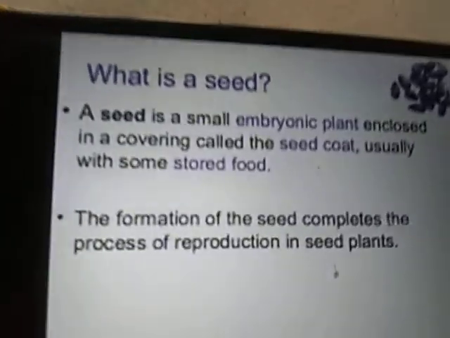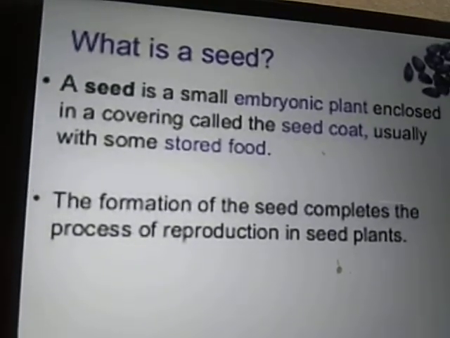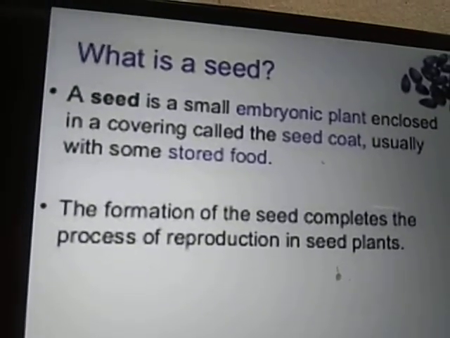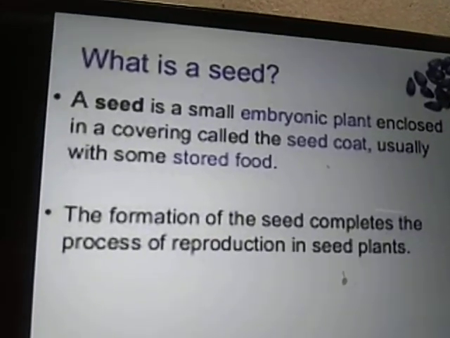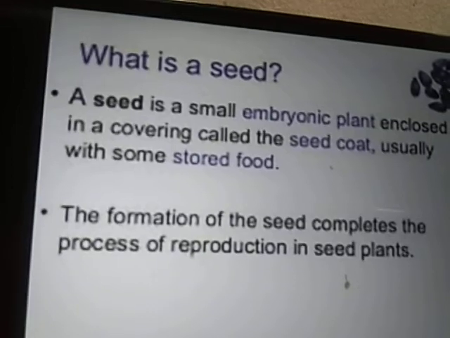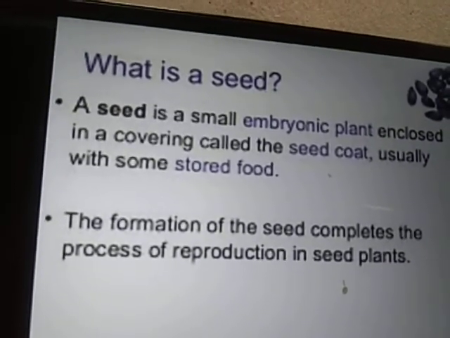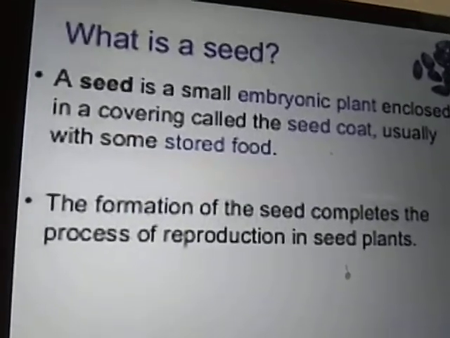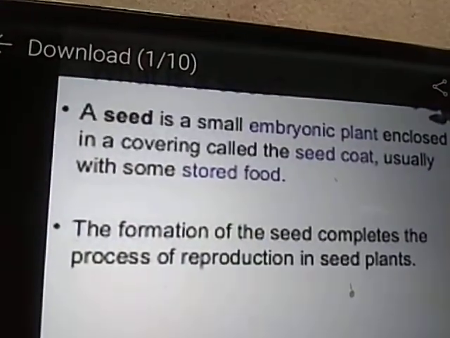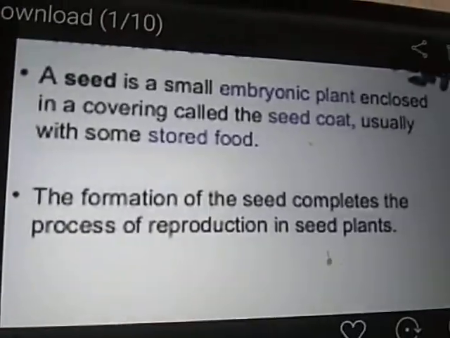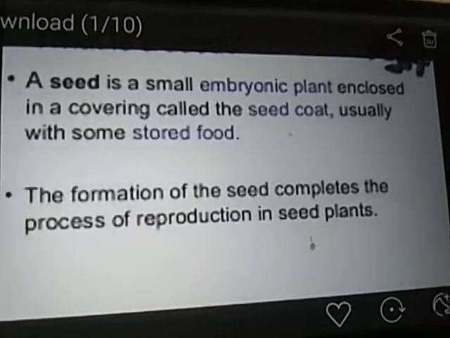So first, what is seed? How can you define the seed? A seed is a small embryonic plant enclosed in a covering called seed coat, usually with some stored food. The formation of the seed completes the process of reproduction in seed plants. Actually, the sexual reproduction in plants is completed. The last step is seed formation and fruit formation. So the seed formation is the last step of sexual reproduction in plants.